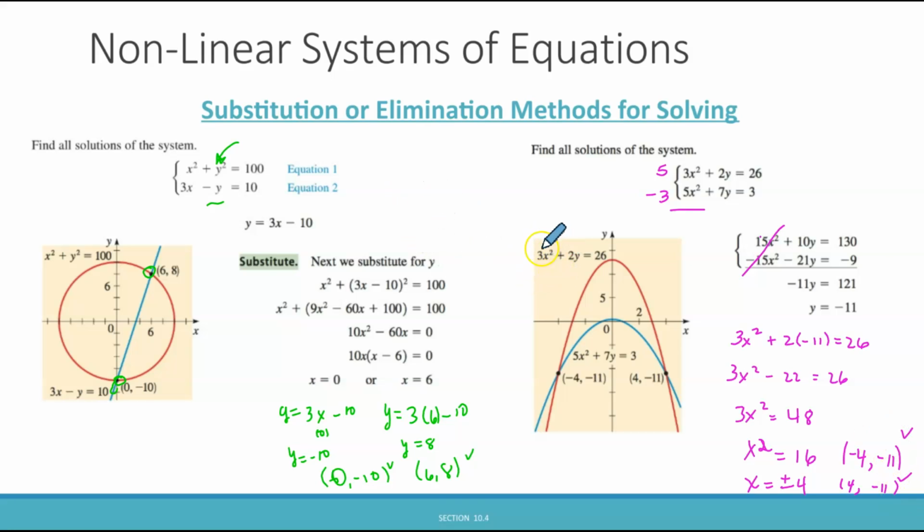Graphing: 3x squared plus 2y is 26, and 5x squared plus 7y is negative 3. What we see is our solutions are where our two graphs intersect.